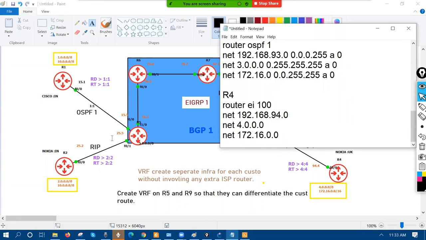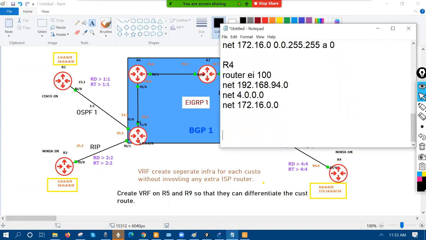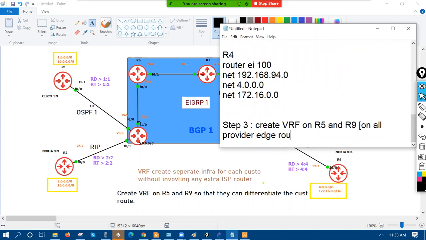So go to the R5 router first of all. Step number 3: VRF on R5 and R9. We can say that on all provider edge routers. A router that has a connectivity with the customer. PE router. A router that has a connectivity with the customer.